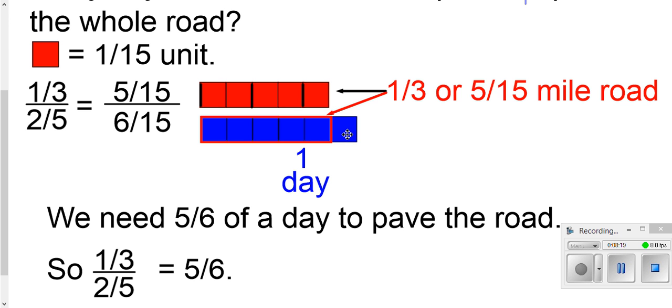You'll notice we did not need to use all of those 6 pieces. We only needed to use 5 of those 6 pieces to be able to get to the end of our road. So it's really 5 out of those 6 pieces. So when we take 1/3 divided by 2/5, we get 5/6.